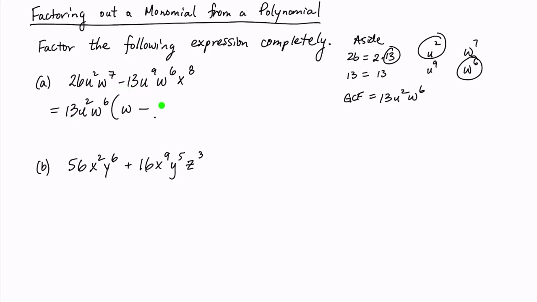If we're going to use the distributive property, 13u squared w to the 6 multiplied through this space here has to get you 13u to the ninth, w to the 6th, and x to the 8th. So what do we have left? What do we need? We need u to the 7th. We got our w's taken care of, so now we just have x to the 8th. And there you go. Notice you are really using the distributive property.